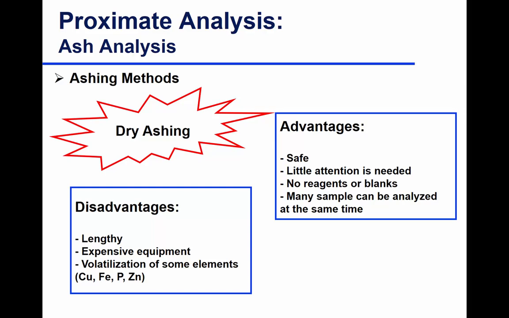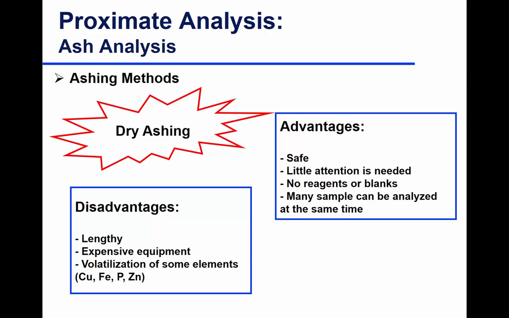So, some of the disadvantages and advantages of dry ashing. Disadvantages: first of all, it's lengthy, so you have to wait a day. And initially, it's expensive equipment, but once you obtain it, it lives many, many years. Last, volatilization of some minerals. So if you're after determining iron, zinc, copper, phosphorus, you really don't want to do dry ashing. It's not necessarily the method to go for accurate determination.